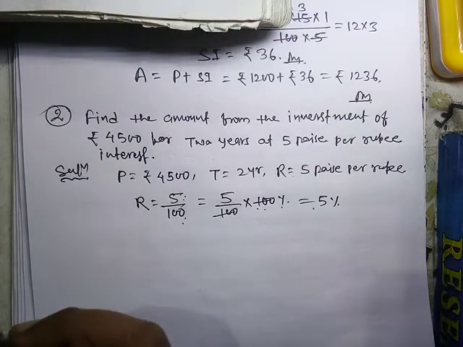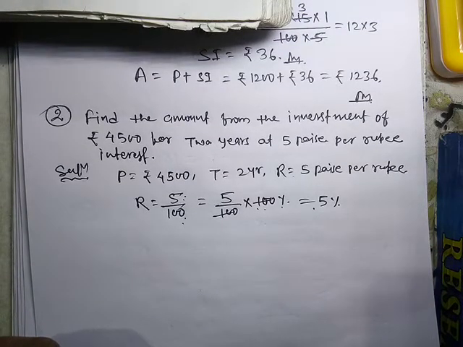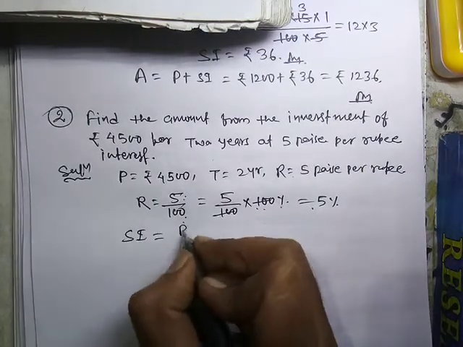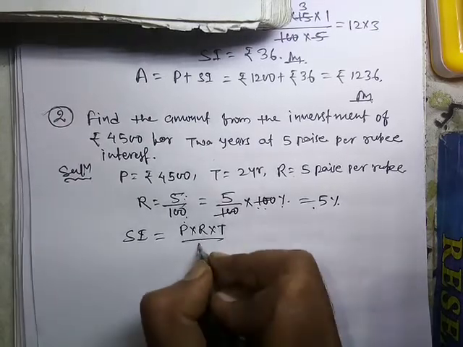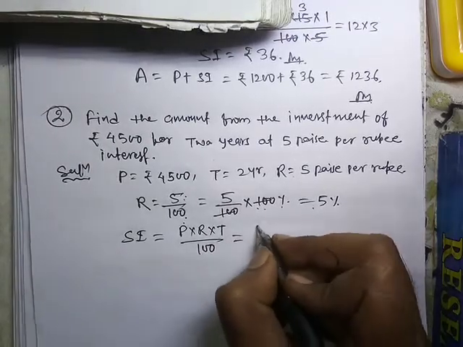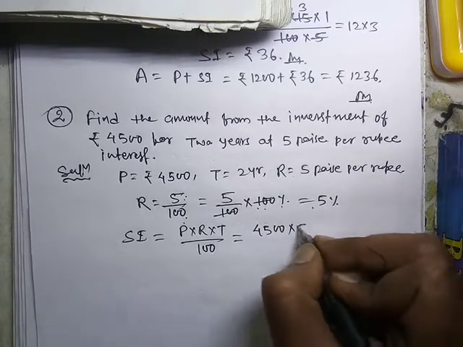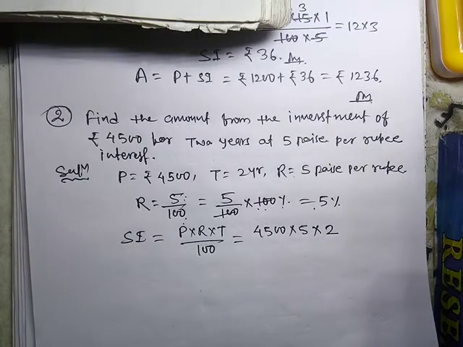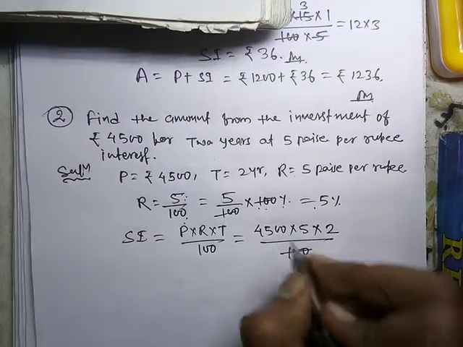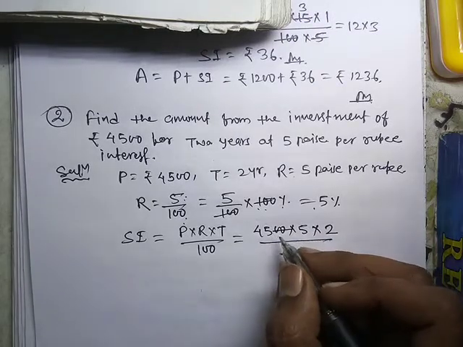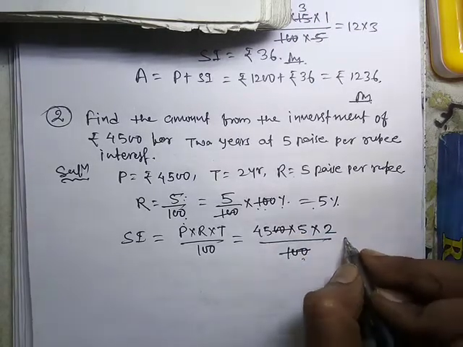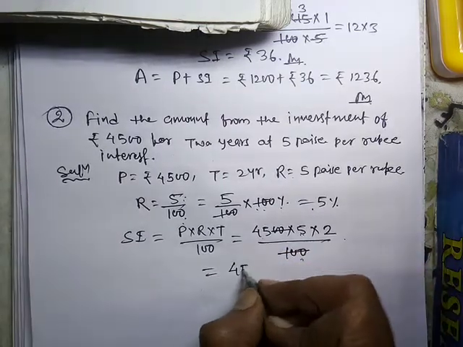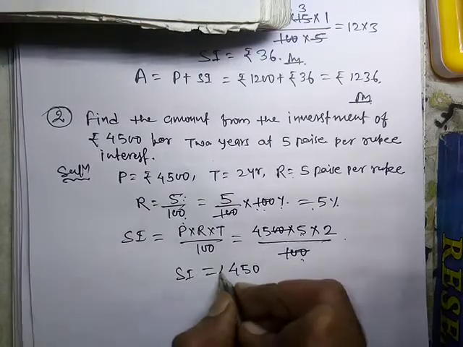Now for getting the amount, first you have to find the simple interest. So first you find SI, that is simple interest, by using the formula P into R into T by 100. So here P is 4500, R is 5% and time is 2 years, by 100. Here 100 cancels with 4500 in 45 times. After calculating we get 5 into 10, or 10 into 45, that is 450. So SI is rupees 450.